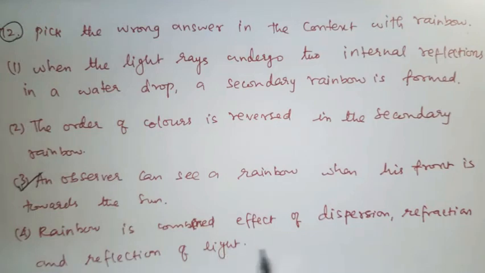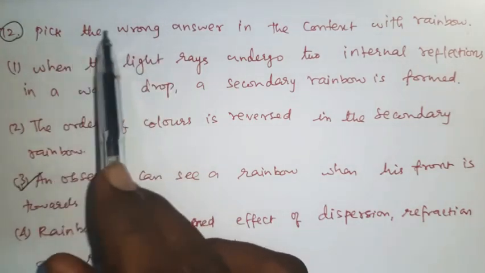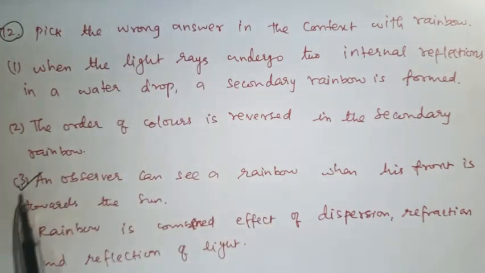Rainbow is the combined effect of dispersion, refraction and reflection of light. So these are all correct statements. 1, 2, 4 are correct statements, but the third one is a wrong statement. So according to the question, pick the wrong answer. So the third one is the right answer.